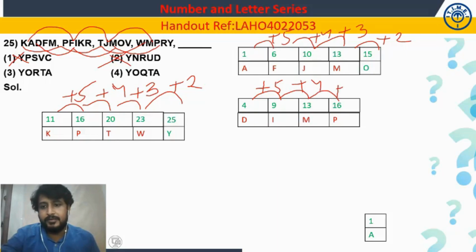13 to 16 plus 3. Almost in every pattern we are getting the same logic, right? Plus 5 plus 4 plus 3, right? Now what will be next? Plus 2. 16 plus 2, 18.